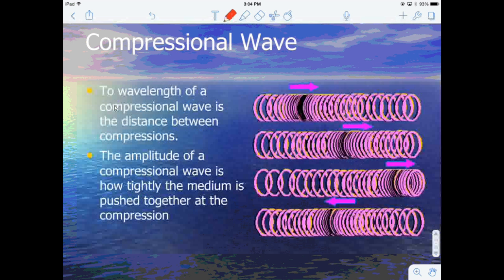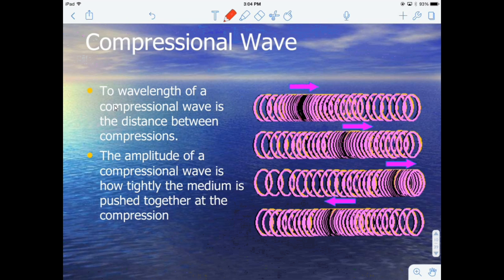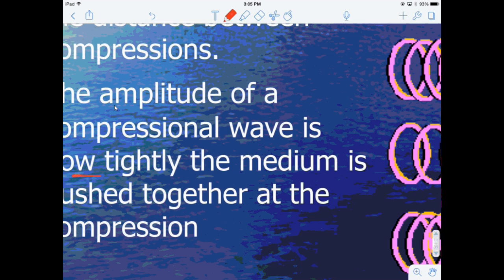Once again, I'll show you these in class. The amplitude of a compressional wave is how smashed together that is, as opposed to how high up it goes and how far down it goes. It says how dense the medium is, how tightly packed the medium is. That was the worst underlining ever.